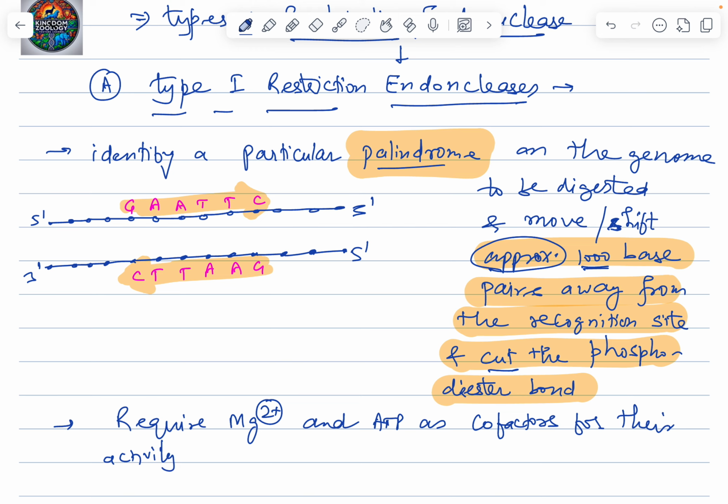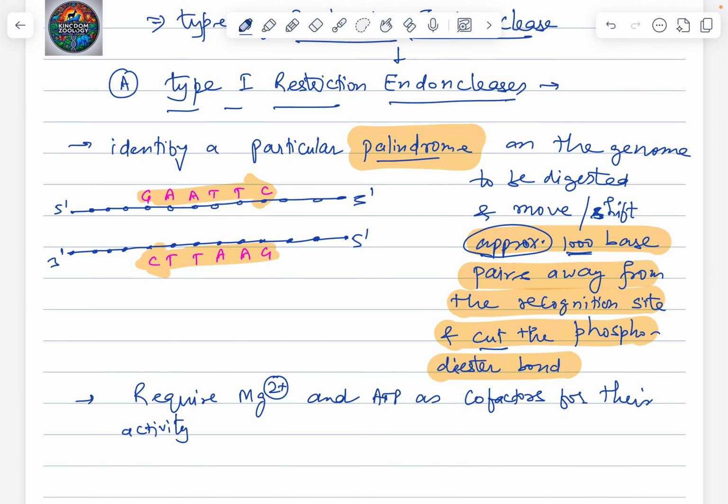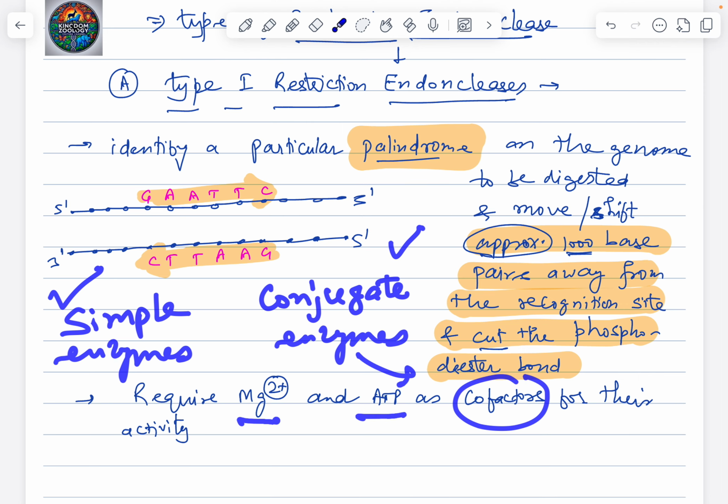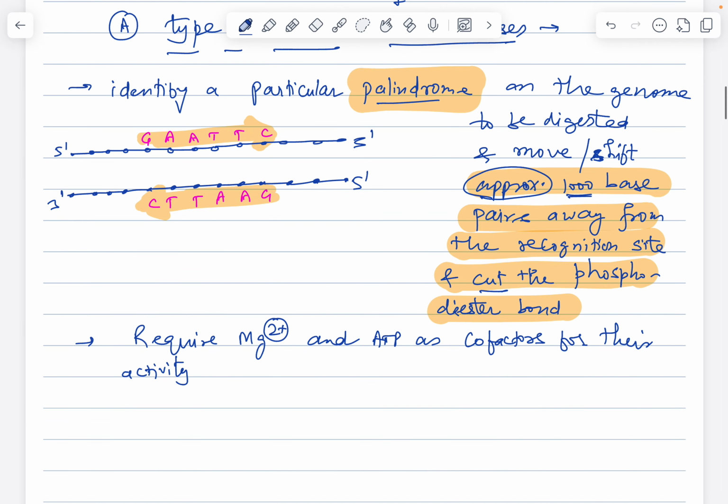Cofactors in the case of enzymes are the non-proteinaceous parts. Enzymes can be divided into simple enzymes, as we know from biomolecules, or conjugate enzymes. Simple enzymes are the ones that are made up of only protein parts. Conjugate enzymes have a protein part and a non-protein part. The non-protein parts of conjugate enzymes are called cofactors. So magnesium and ATP are the cofactors for the activity of type 1 restriction endonucleases.